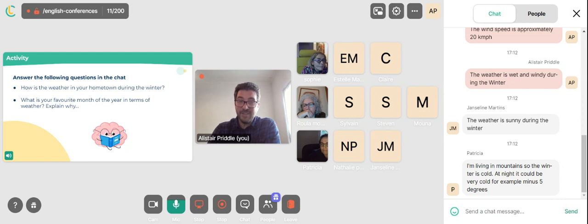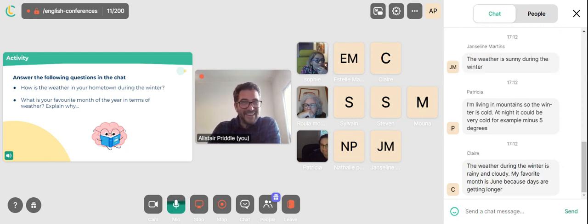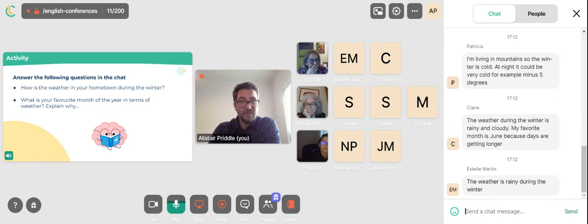Patricia, I'm living in the mountains, so the winter is cold. Yeah, I bet it is. At night, it could be very cold. For example, -5 degrees. Yeah, that is cold. Claire, the weather during the winter is rainy and cloudy. My favourite month is June because the days are getting longer. That's a nice response as well.